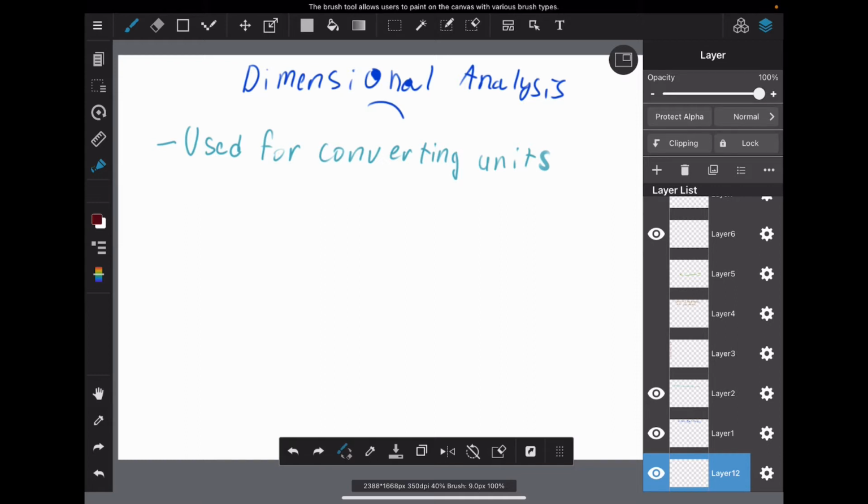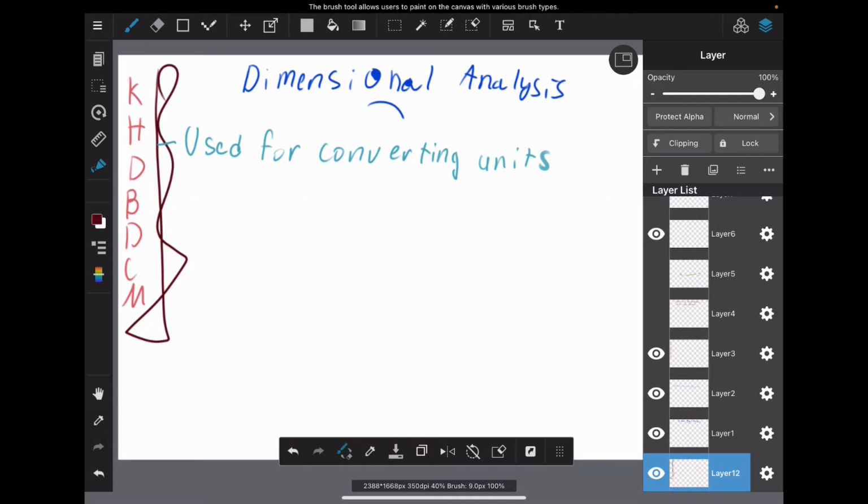Dimensional analysis can be done with all sorts of units, but often your problems are going to involve the metric system. To help with that, I've written down the acronym for all the units in the metric system. There are lots of songs and stuff you can find online to help memorize this. I usually think of King Henry died drinking chocolate milk, which stands for kilo, hecto, deca, base, deci, centi, milli, which are the units in the metric system.